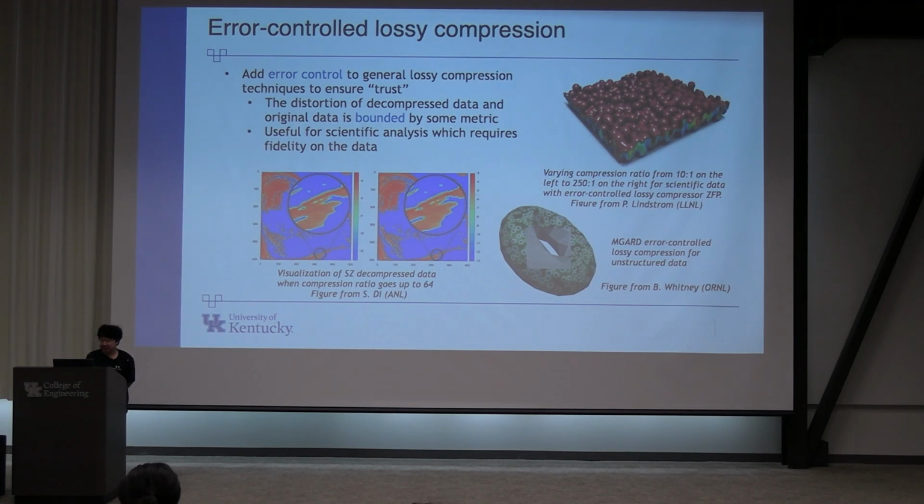So in order to mitigate this problem, existing research proposes a new idea. Basically, they propose to add error control to general lossy compression techniques to ensure the fidelity of the data. This kind of approach makes sure the distortion between the decompressed data and the original data will be bounded by some specific metric. In this case, the data can be trusted for scientific analysis. The figure shows three typical scientific lossy compressors, namely SZ, MGARD, and ZFP. They are widely used in scientific applications to advance scientific data management.